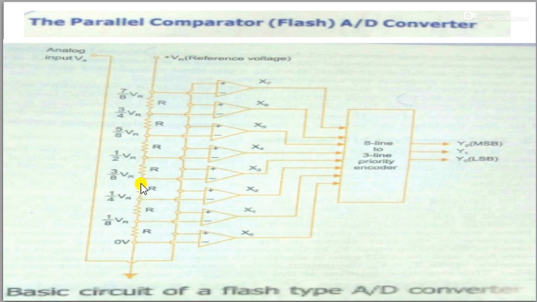Okay. Like that 3 by 8 VR, this is 4 by 8 VR. So 4 by 8 is 1 by 2 VR. This is 5 by 8, this is 6 by 8, and this is 7 by 8 VR. This is to find the node voltages V1, V2, V3, V4, V5, V6 and V7. So based on this, the comparator will provide the output. The logic is that if the analog input is higher than the reference voltage, the output will be 1, otherwise the output of the comparator will be 0.